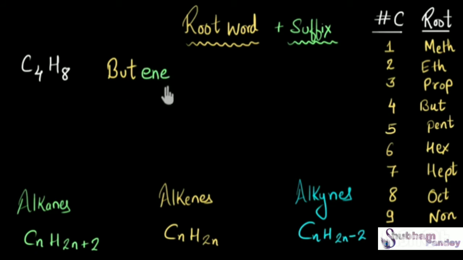Okay. Now with this, let's see if we can solve a couple more examples. Can you pause the video and try to find out their names? Now if you have tried it, let's see. This compound has 6 carbon atoms. So for 6, the root word used is hex. That'll be the root word.